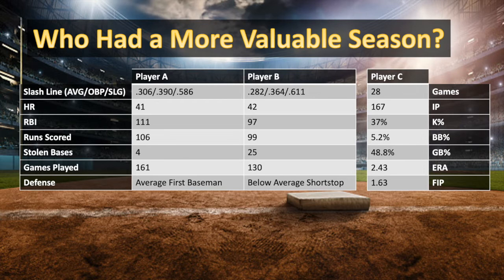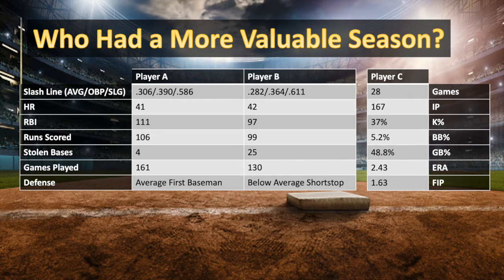Let's look at player C real quick, right? This is the profile of a Cy Young level elite pitcher. 167 innings is not amazing, but it's solid. But that 37% Ks to 5% walks is outrageous. That means you're striking out more than a third of the batters you face, and you're very rarely walking people. You got a good ground ball percentage and a good ERA.